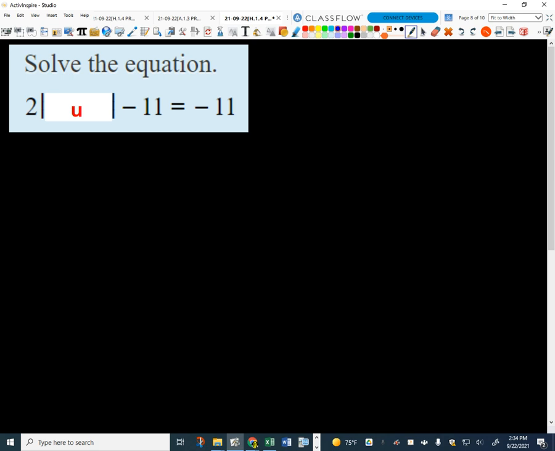How about that one? First step. Add 11. Because I'm trying to isolate the absolute value. So I'm going to add 11 and then what? Divide by 2. Okay? So if we do that, I get 2 times the absolute value of something is equal to 0. Divide by 2, and that's okay to do, right? What's 0 divided by 2? 0. Yeah, it works.